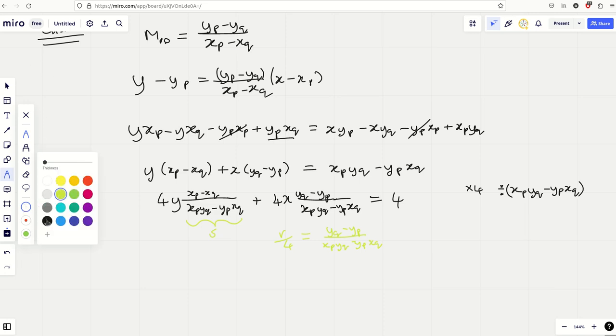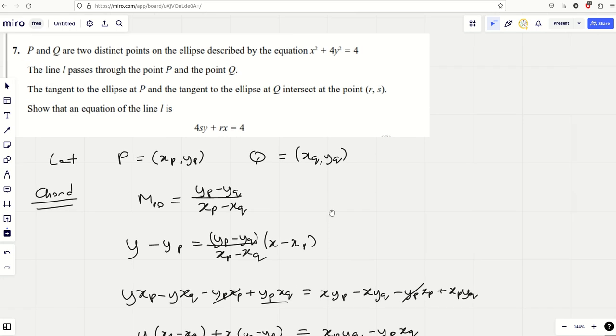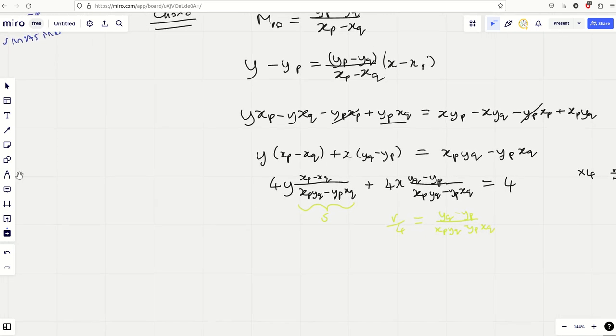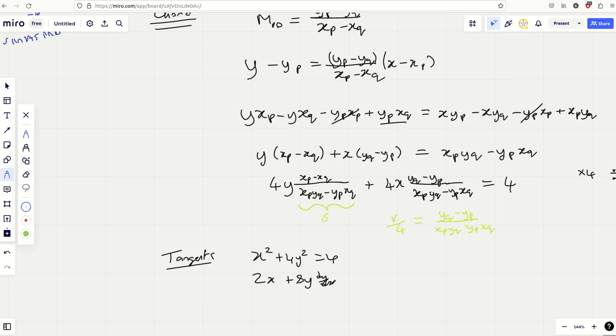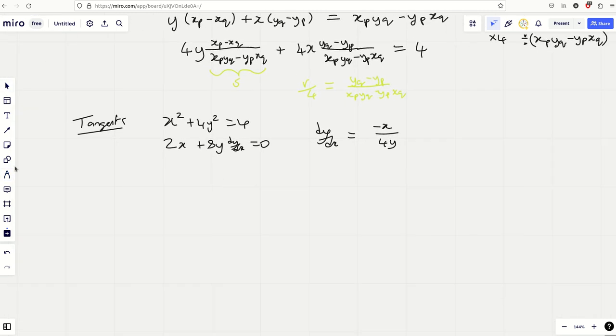Now, back to what we were doing before. This time we're going to find the tangents. Tangents, you see, it's not easy as in, oh, it's going to take 2 seconds this way. No, it still takes a while. Now, if you remember, what was the original equation? x squared plus 4y squared is 4. And so 2x plus 8y dy by dx is 0. That leads to dy by dx is minus x over 4y. And of course, we're going to plug in our points for P and Q. Now remember, P was xp yp, and Q was xq yq.